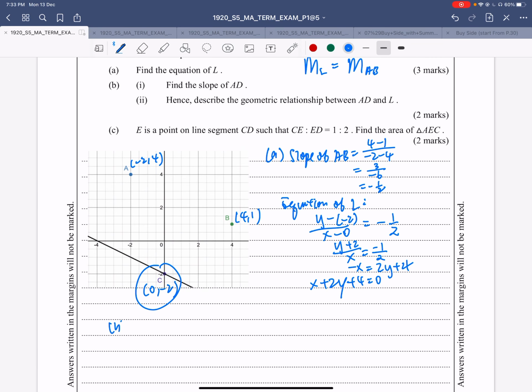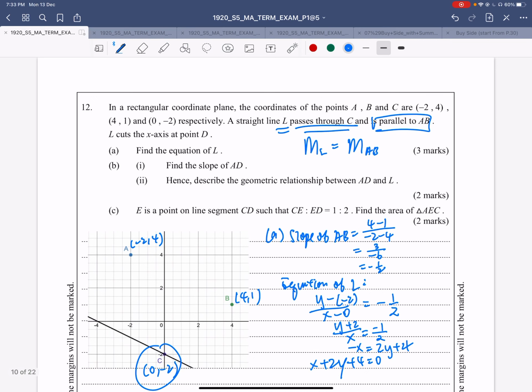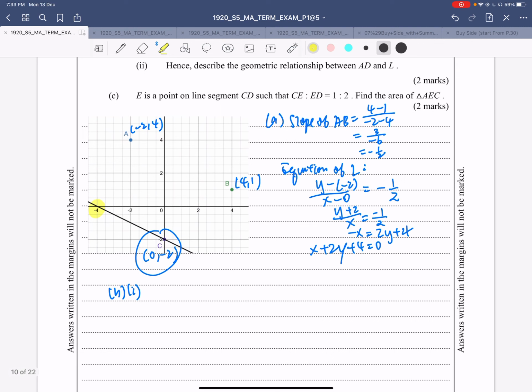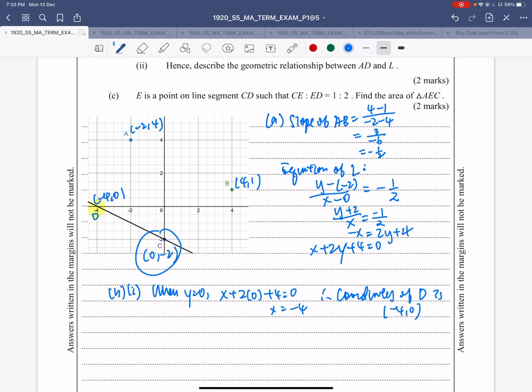For part B1, find the slope of AD. Let's look at the hint. L cuts the x-axis at point D, okay? So this should be point D. Cutting the x-axis means that y is 0, right? So when y equals 0, x plus 2 times 0 plus 4 equals 0, so x equals -4. So the coordinates of D is -4, 0, okay?